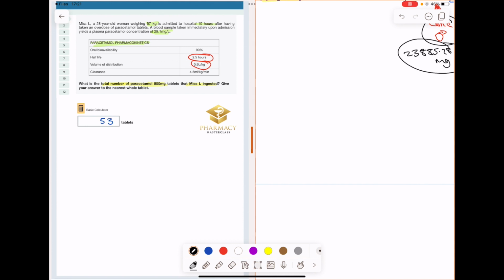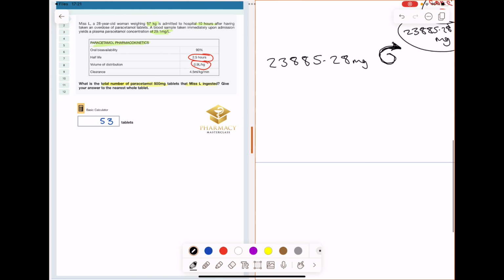So now what I can say is, okay, if there's 2388.28 milligrams circulating in my patient's system at the start, before they were admitted to hospital, so that's before those 4 half-lives took place, then I can simply say I need to divide this by the strength of the paracetamol tablet to work out how many tablets my patient swallowed.